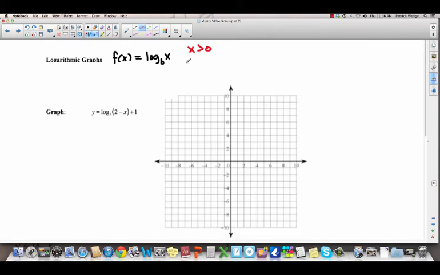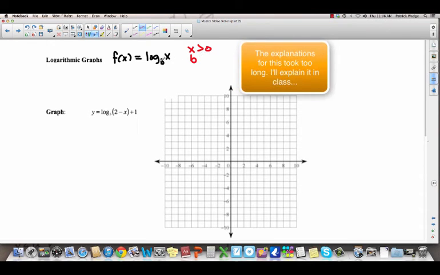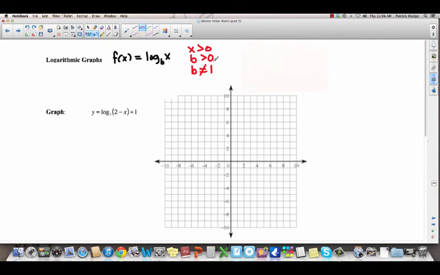But what is more non-intuitive is that b, the base, has to be greater than 0, and b, the base, also cannot equal 1. Now, I don't know if I want to get into that now. It could take me a little time to explain that.